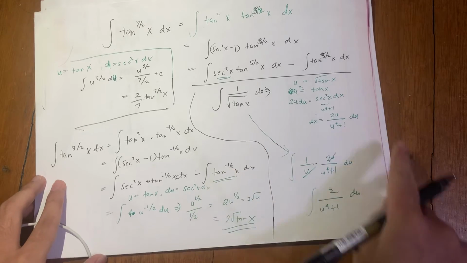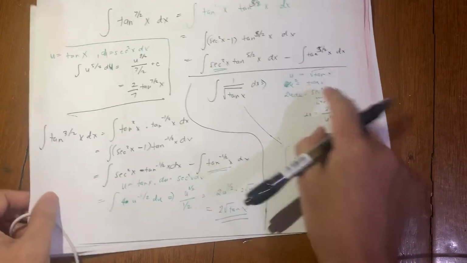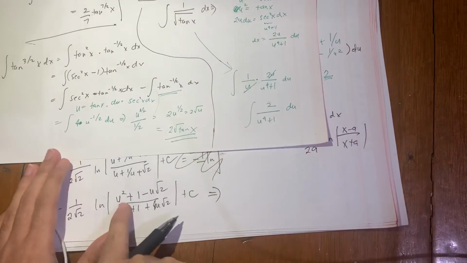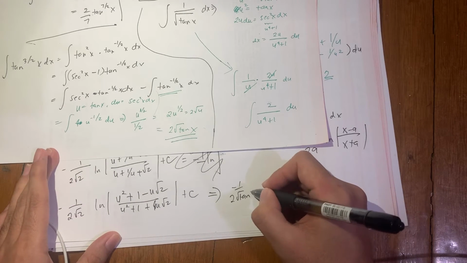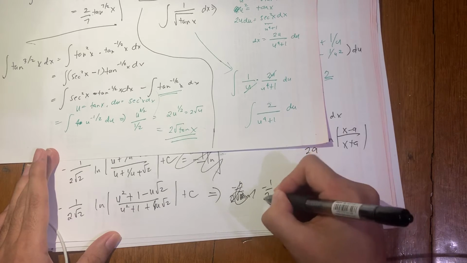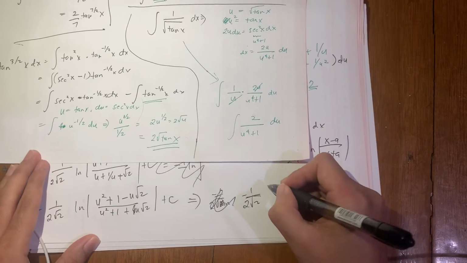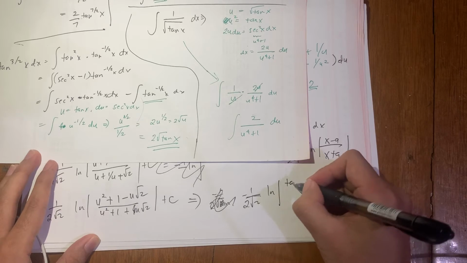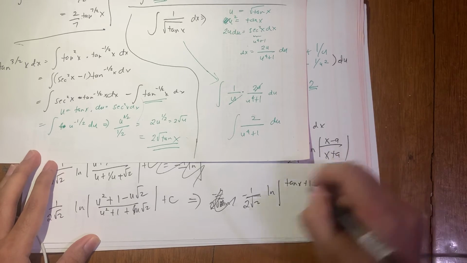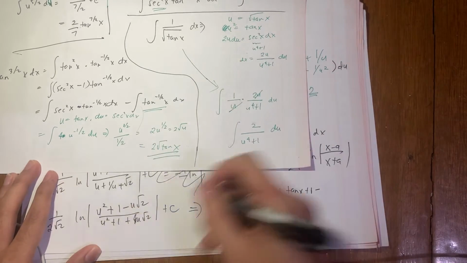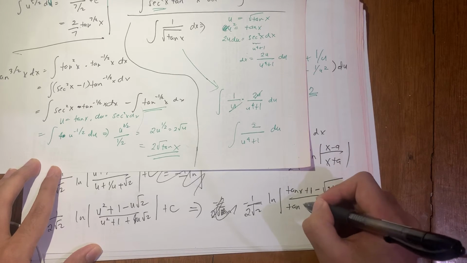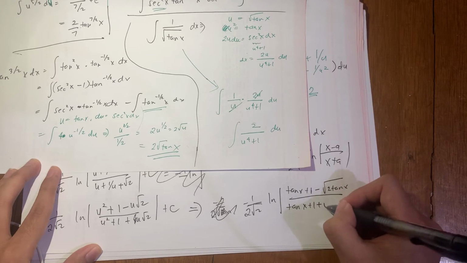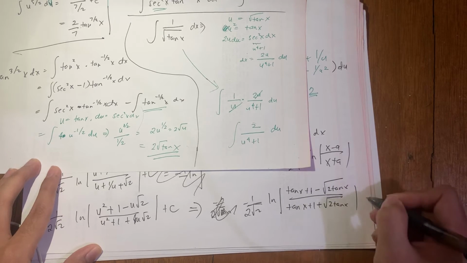Now in terms of x, remember that our substitution earlier is u equals square root of tangent x. Therefore, u squared is tangent x. Sorry, correction: negative 1 half square root of 2 times ln of (tangent x plus 1 minus square root of 2 tan x) over (tangent x plus 1 plus square root of 2 tan x) plus c.